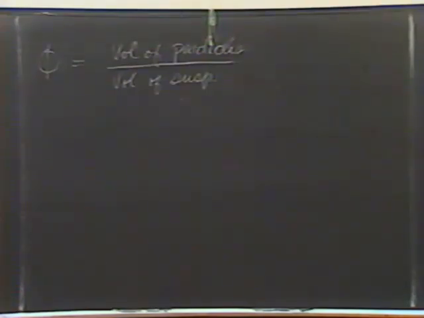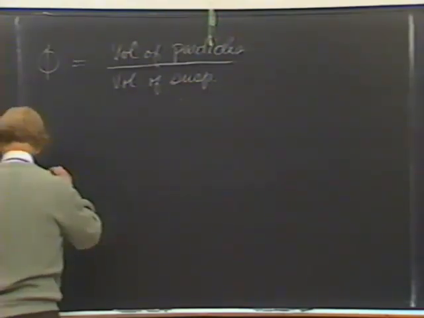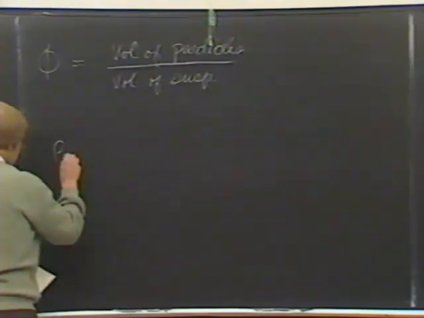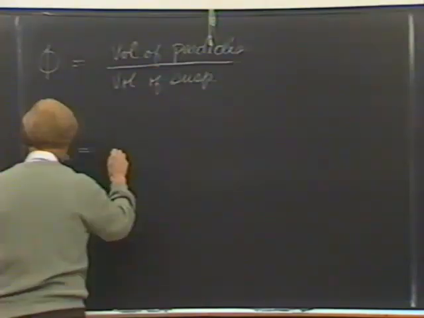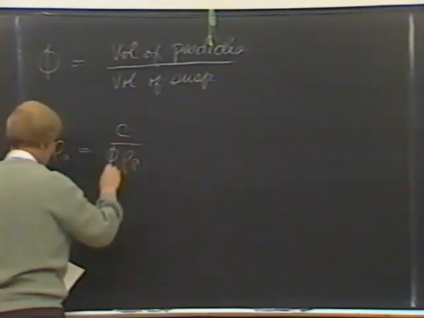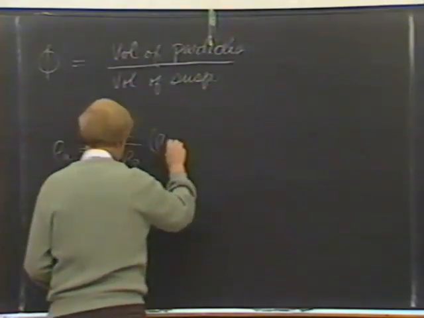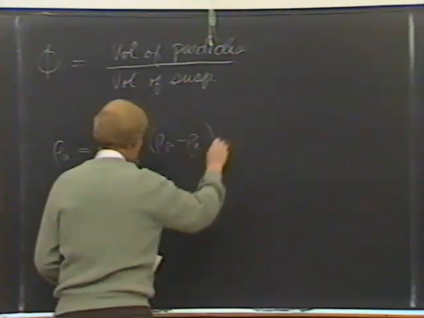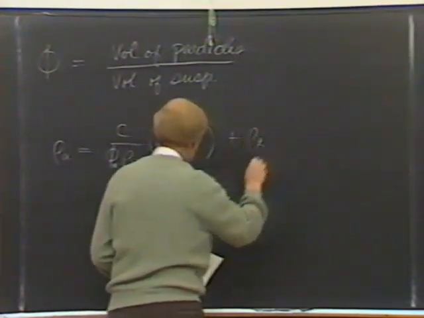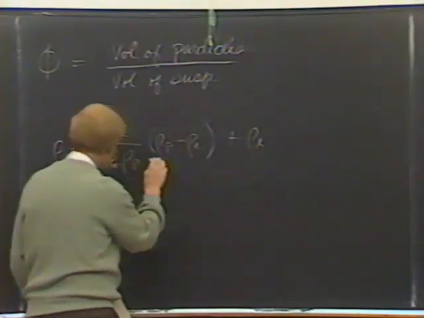we then can calculate the density of the aggregates from the relationship that density of aggregates is equal to C over rho P times volume fraction of the aggregates times rho P minus rho L plus rho L, where this is the density of the water in the pores, and this is the density of the particles.